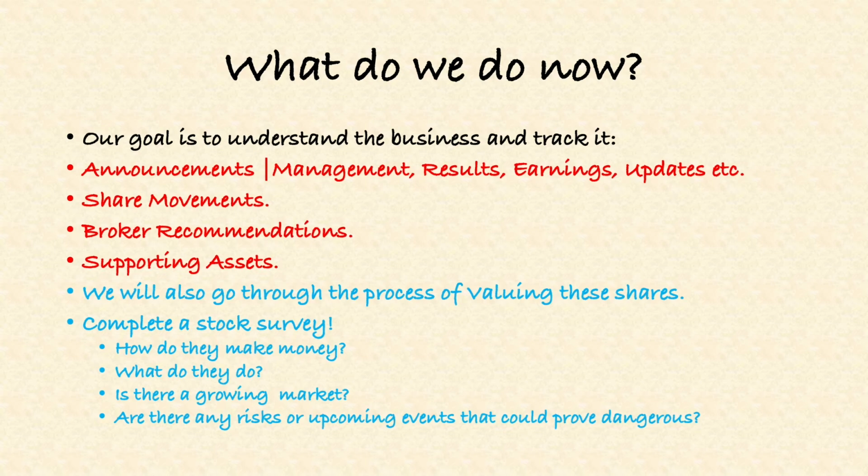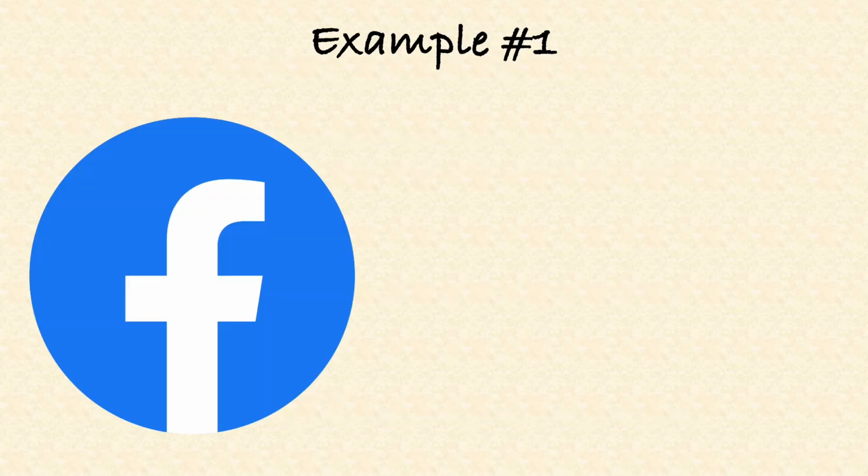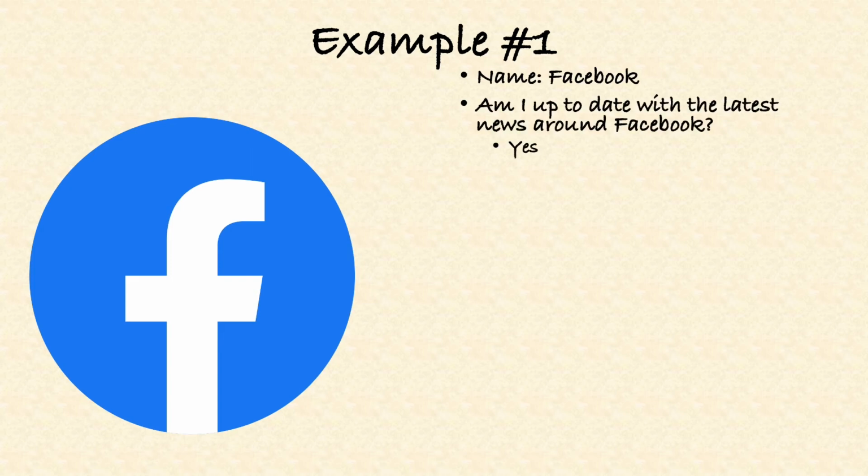So the factors to consider are, how do they make money? What exactly do they do as a business? Is it a growing or stable market? And are there any upcoming risks or events that could prove dangerous towards the business? So let's walk through an example of how we would complete the survey. We have a passion in the tech industry, we're on social media a lot, so as we're talking about a business that you know and a business that you have passion about, if you're a techie person, maybe Facebook. So simply we'll be saying the name is Facebook.